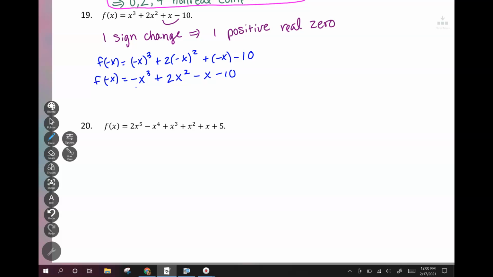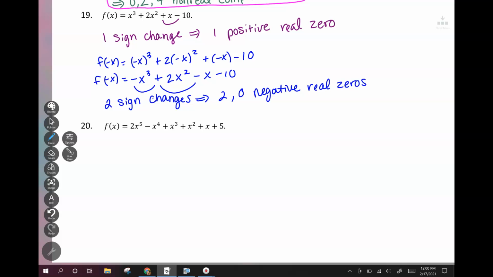Okay, so count the sign changes. 1, 2, that's it. 2 sign changes, which means we could have 2, or go down by 2, 0. So 2 or 0 negative real zeros. All right, and then we'll see what's left for our non-real zeros.